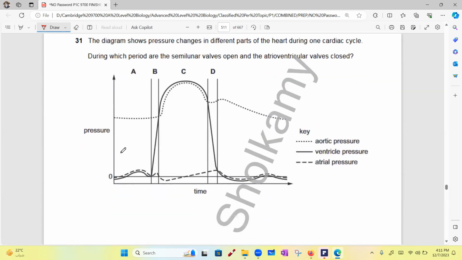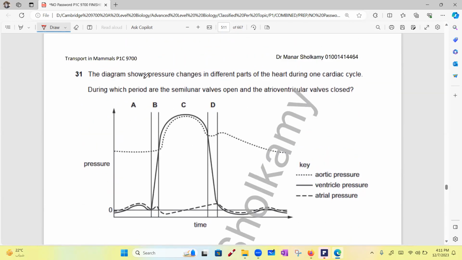Now, again, the graph that we talked about so many times. The diagram shows pressure changes in different parts of the heart during one cardiac cycle. During which period are the semilunar valves open and the atrioventricular valves are closed? Okay, now they are looking for the period of time where the semilunar valves will open and the atrioventricular valves are closed. Farouk, when do the semilunar valves open anyway?